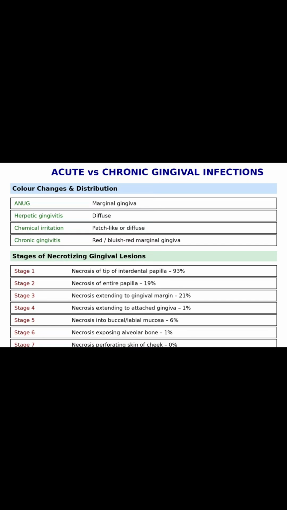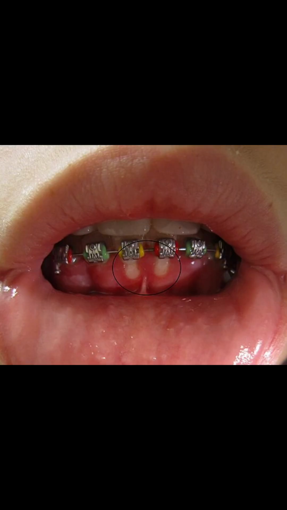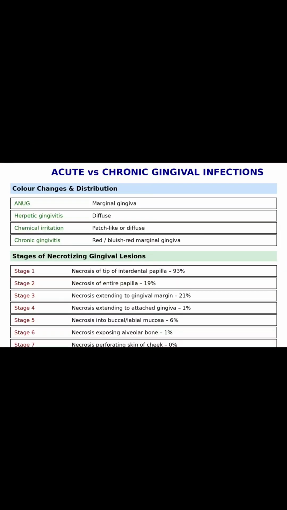Next, we'll move to herpetic gingivitis. Primary herpetic gingivitis is caused by herpes simplex virus type 1, HSV1. Unlike ANUG, the gingival involvement is diffuse, affecting marginal gingiva, attached gingiva, often extending to oral mucosa. Clinically, the gingiva appears bright red, edematous, and bleeds easily. This diffuse distribution occurs because the viral infection spreads through epithelial cells, not limited to plaque retentive areas.